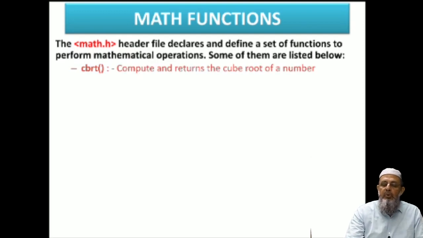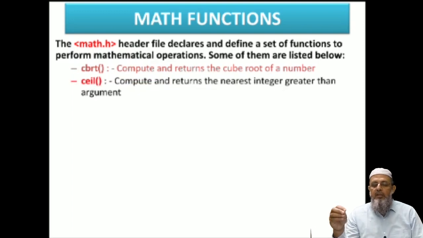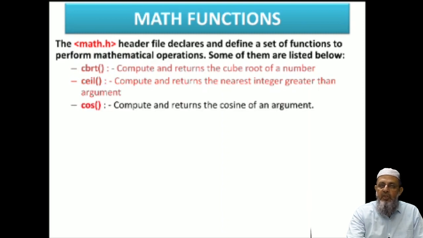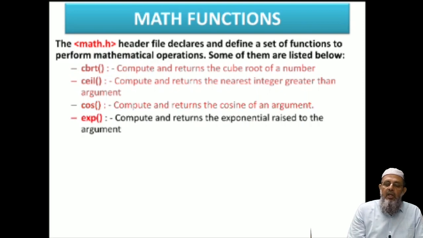cbrt computes and returns the cube root of a number. The ceil function computes and returns the nearest integer greater than the argument. Whatever argument we have provided, it gives the integer value just above it. If you have given a fractional value, it will be taken to its next integer value. That task is done by the ceil function. The cos function, as we know, is a mathematical function. This finds the cos value of the argument which is provided. The exp function returns the exponential raised to the argument.